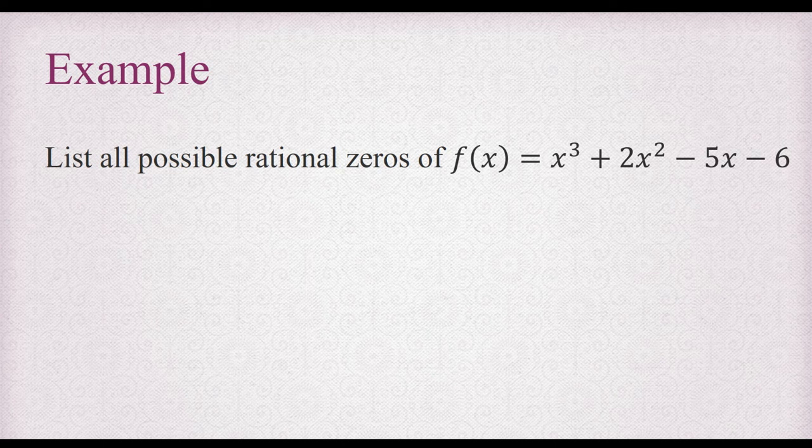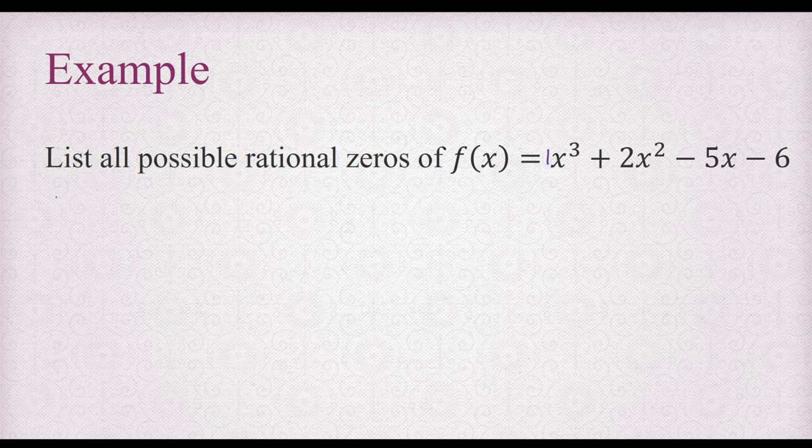It says list all possible rational zeros of f of x equals x to the third plus 2x squared minus 5x minus 6. So like I mentioned, notice how this is in standard form. It goes from the biggest degree down to the smallest. So that was essentially that big definition that I was talking about. I need to know what is the leading coefficient and what is the constant at the very end. Well, x to the third is the first term. It has a lead coefficient of 1.